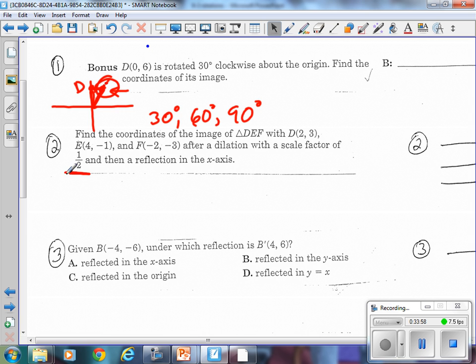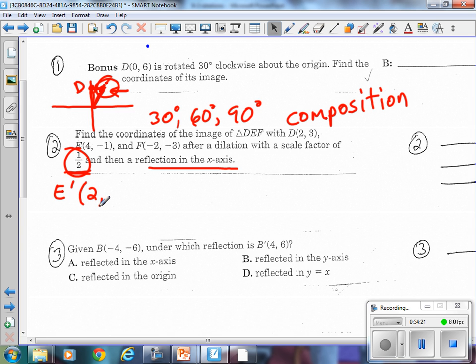Scale factor of 1/2, and then you're going to reflect it over the x-axis, so we're doing a composition. Remember, a composition is when you do two or more things to one shape. So we're doing a composition here. Our first thing is we're going to find E prime, and all you do is multiply everything by 1/2, so you get 1/2 times 4 is 2, 1/2 times -1 is -1/2. F prime is, take 1/2 times both those, so that'd be -1 and -1.5.